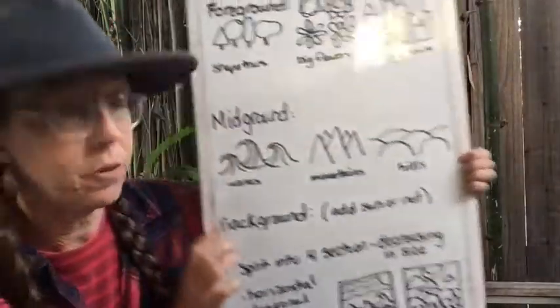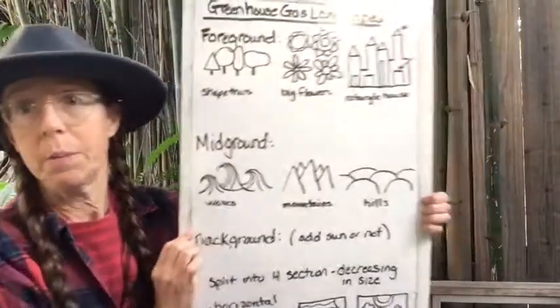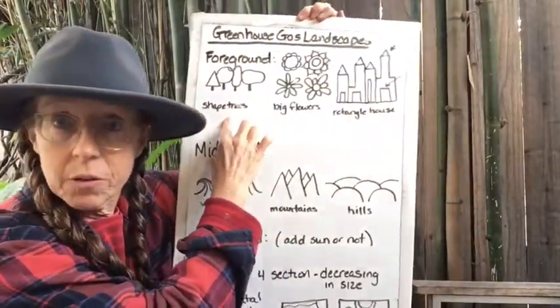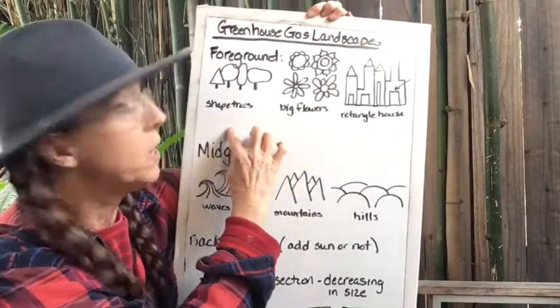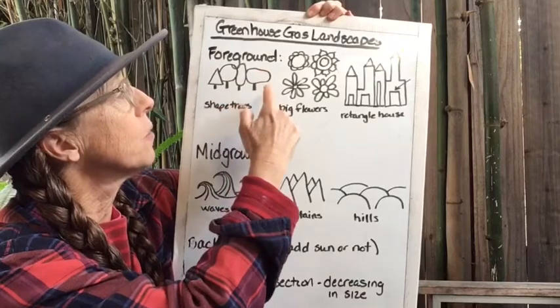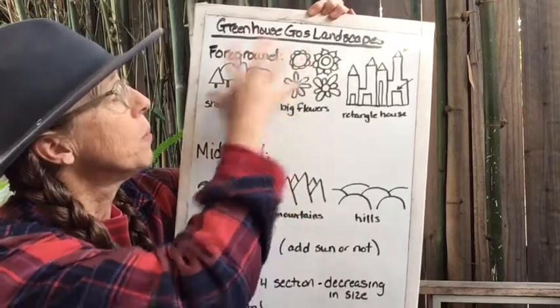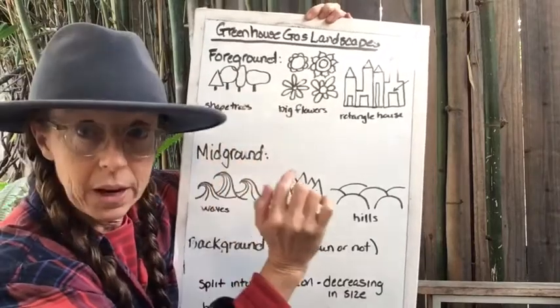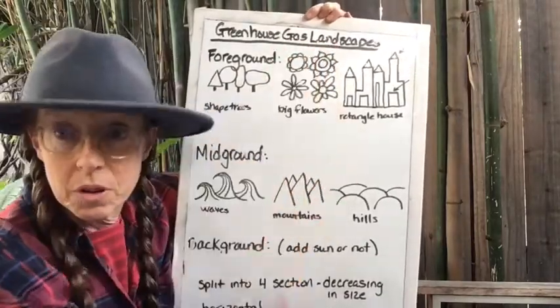So what I have on my handy dandy dry erase board is some examples. So get situated here. For the foreground, you have some choices. You have shape trees, and here I have triangles, ovals, rectangles, any weird shape you want, to create a forest looking along the bottom of the page. You could have flowers along the bottom of the page.